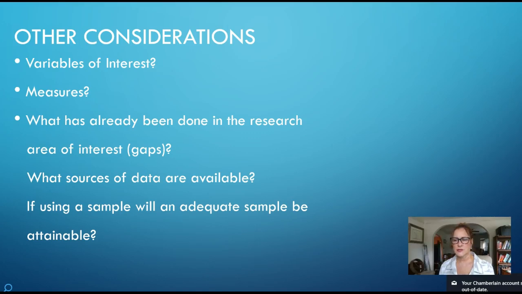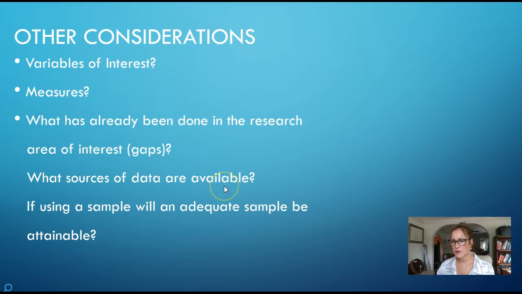Other considerations are your variables of interest. What are you studying? What concepts are you studying? What measures will you use? Is there a measure to actually quantify what you're interested in? So as I said, what has already been done in the research area or gaps? What sources of data are available to study those variables?